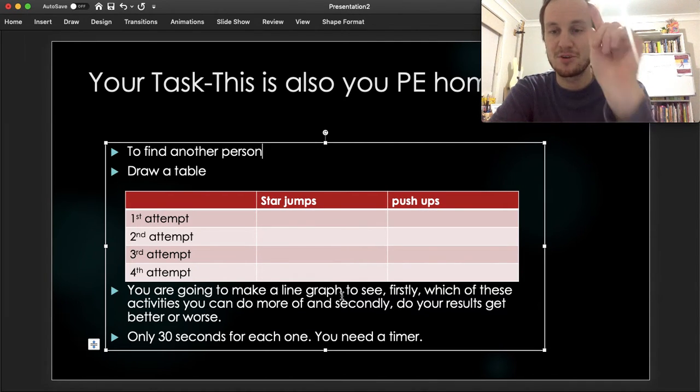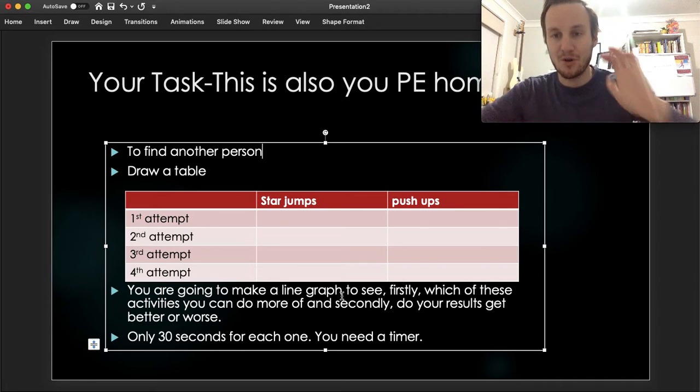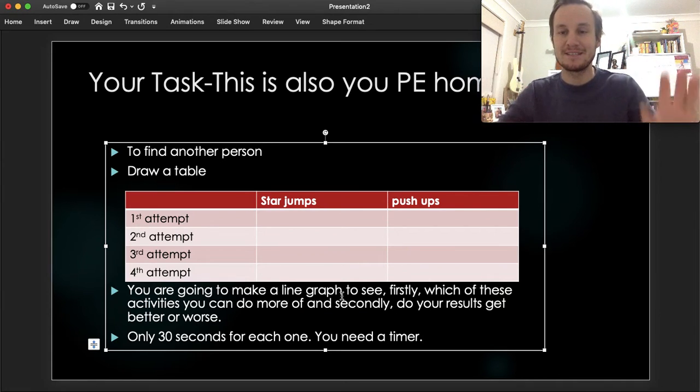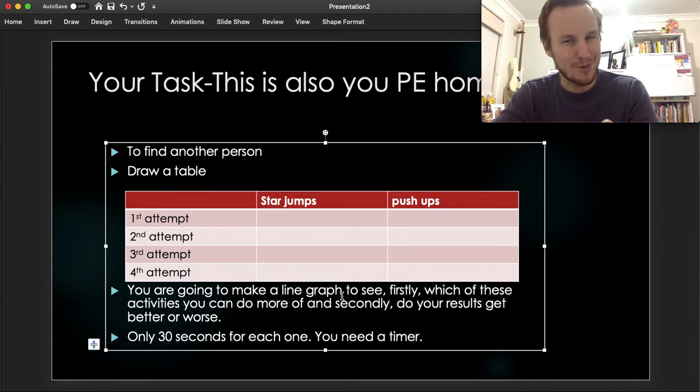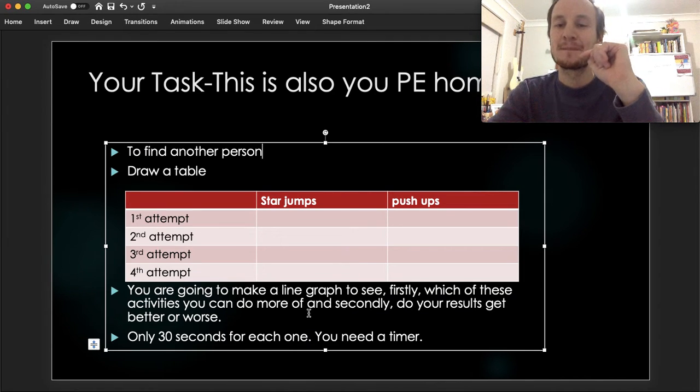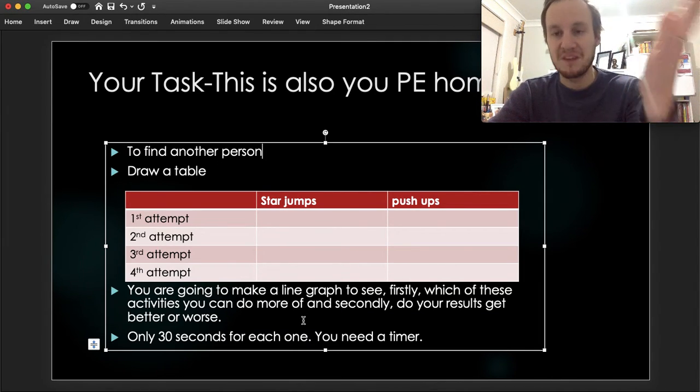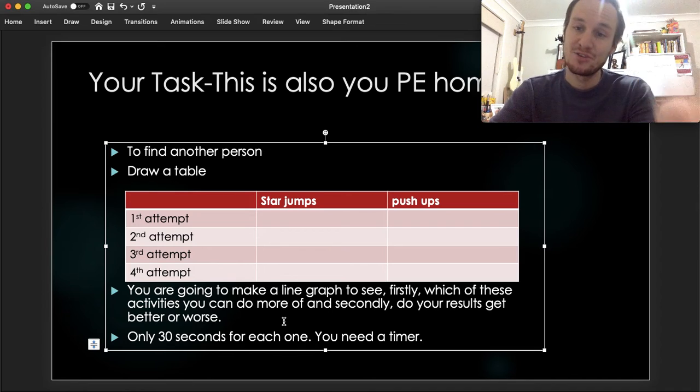Then you go across and you do push-ups. They say ready, set, go, and you see as many push-ups as you can do in 30 seconds on the ground. Do them properly, please. And then you write that number down. Give yourself a bit of a break, come back again, do the second attempt. It's star jumps, then a second attempt at push-ups, and then keep going.